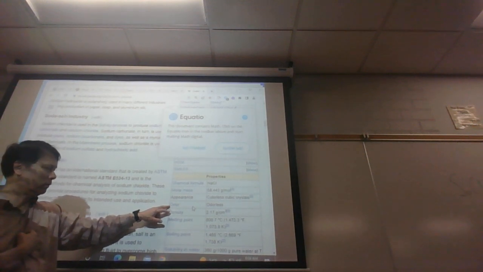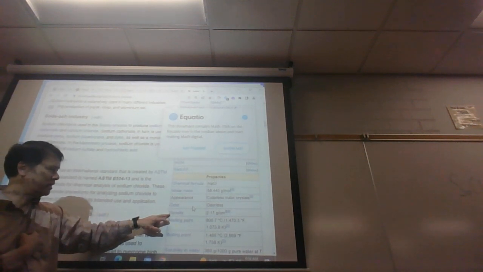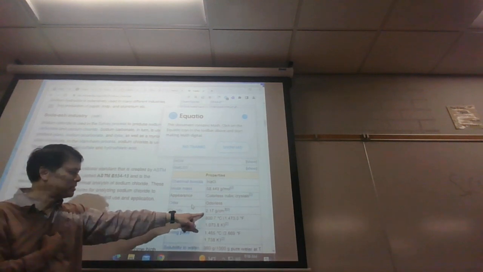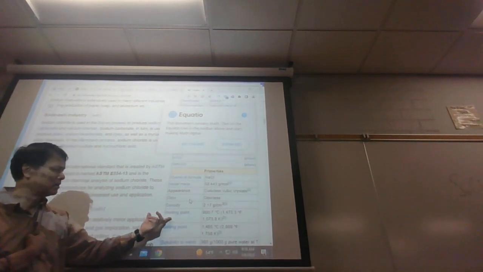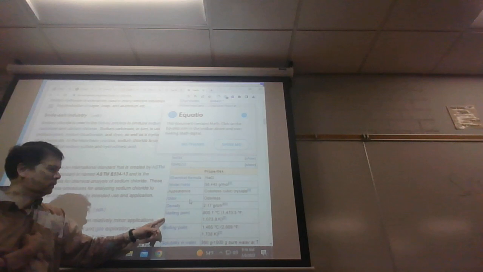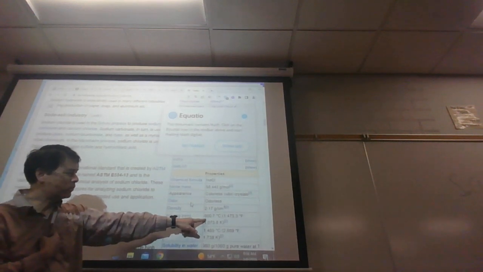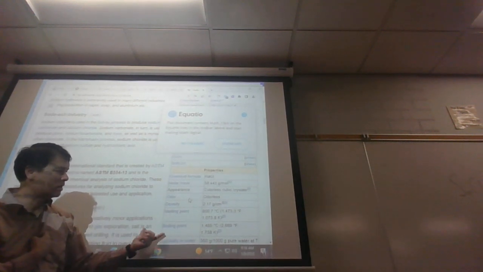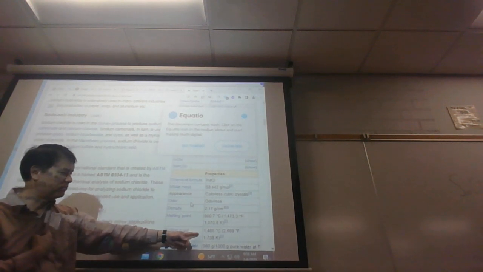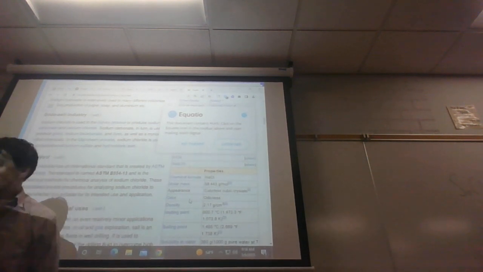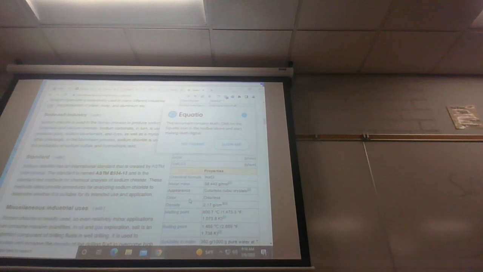The odor, density is about twice as heavy. Well, a lot of solid salts are about twice as heavy. Melting point's really high, 800.7 degrees C. It's hard to melt the stuff. Boiling point is close to 1500 degrees C. But here we have the solubility in water.